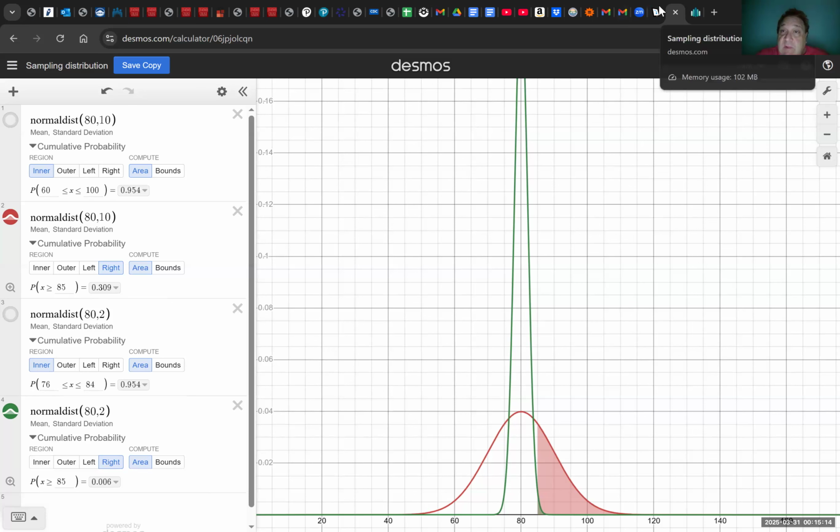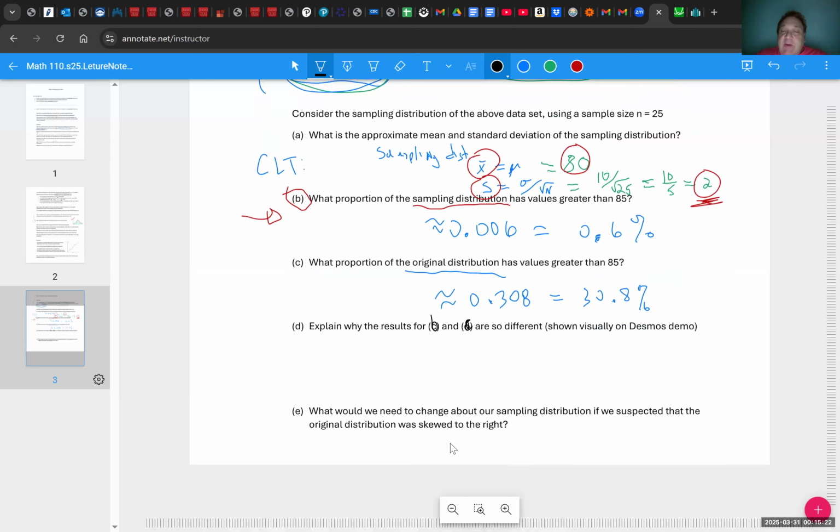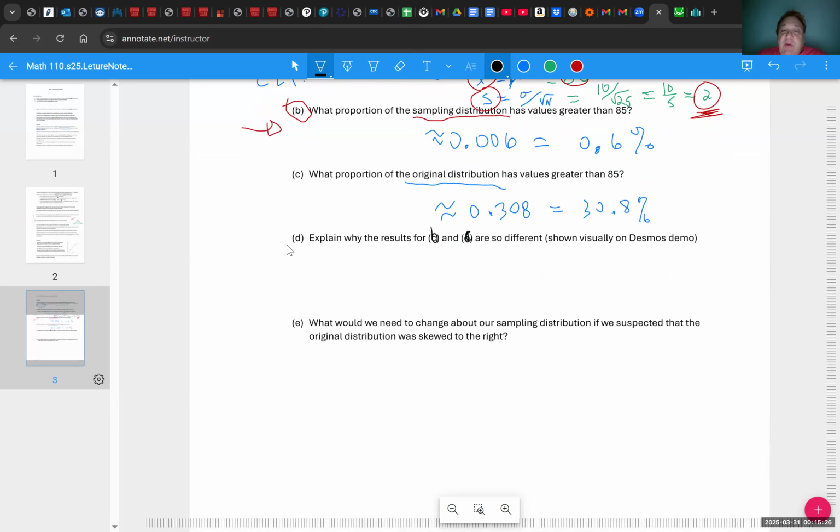All right, let's finish off our lecture for today. So my explanation was verbal, showing you the pictures. I don't want to write all that stuff, but hopefully the explanation and the pictures can help you understand the answer for D. And my last question here is, what would we need to change about our sampling distribution if we suspected that the original distribution was skewed to the right?